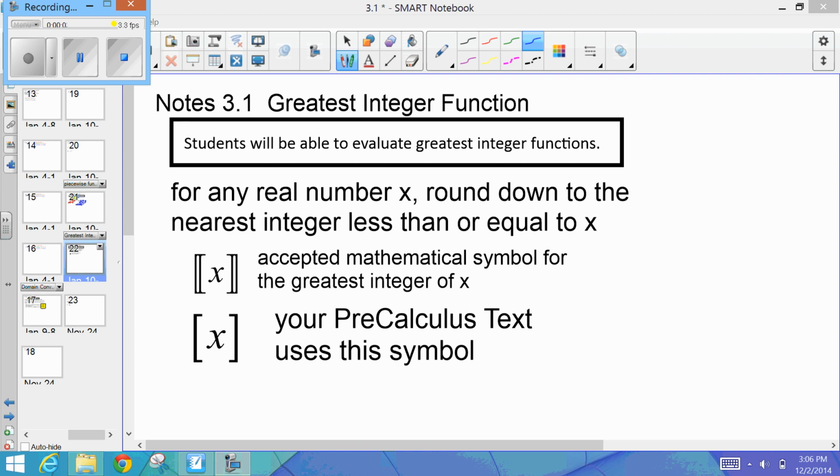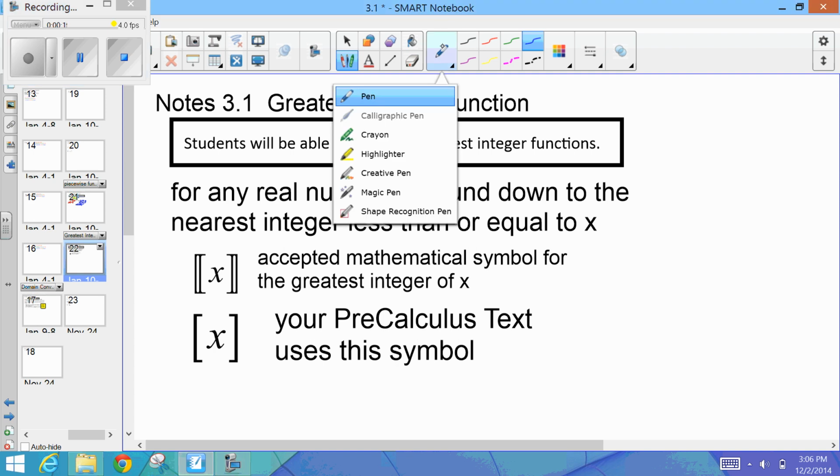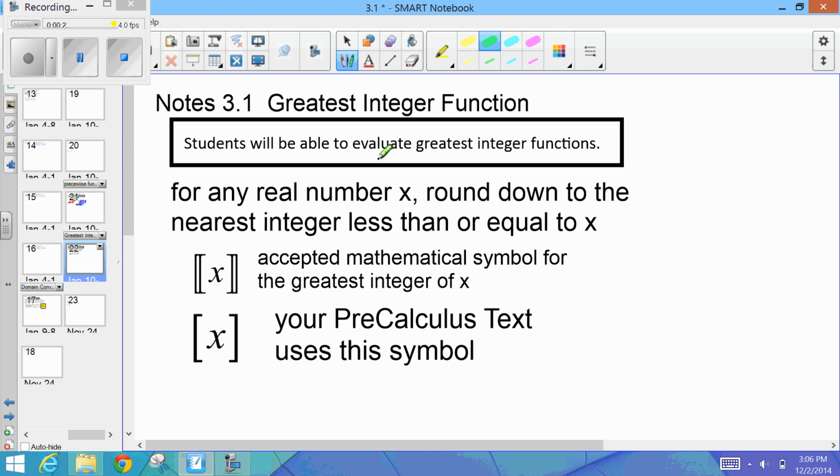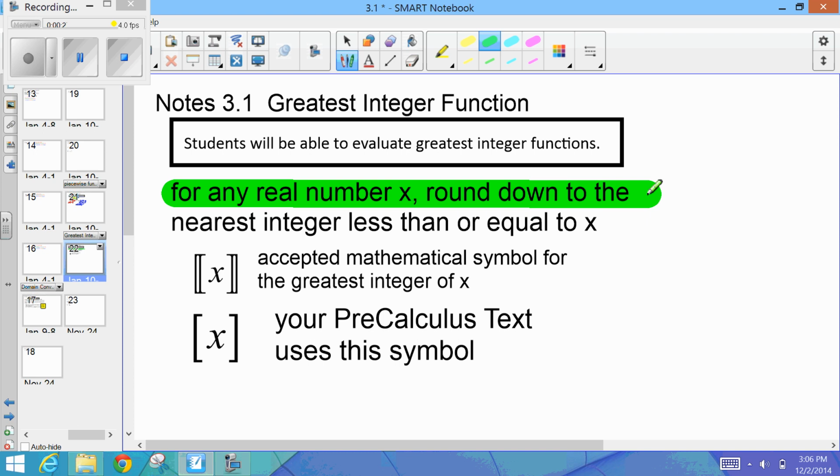All right, this is a pre-calculus video on 3.1, the greatest integer function. So there's a function called the greatest integer function, and the definition of that function is: for any input that's a real number, you take that number and round down to the closest integer that is less than or equal to the input. And I'll show you some examples in just a minute of how to evaluate that.